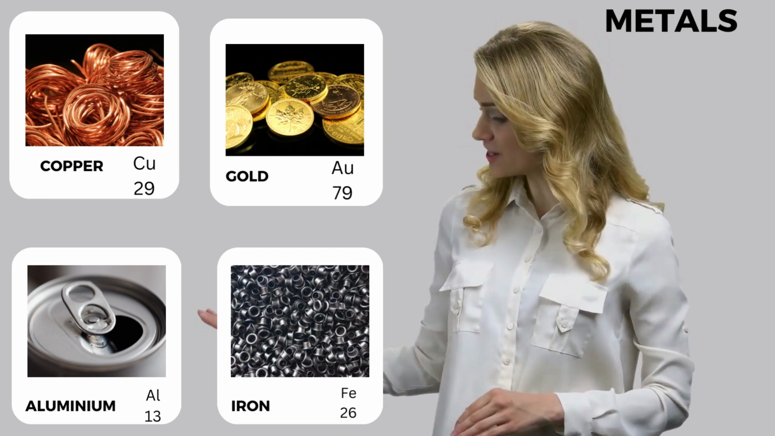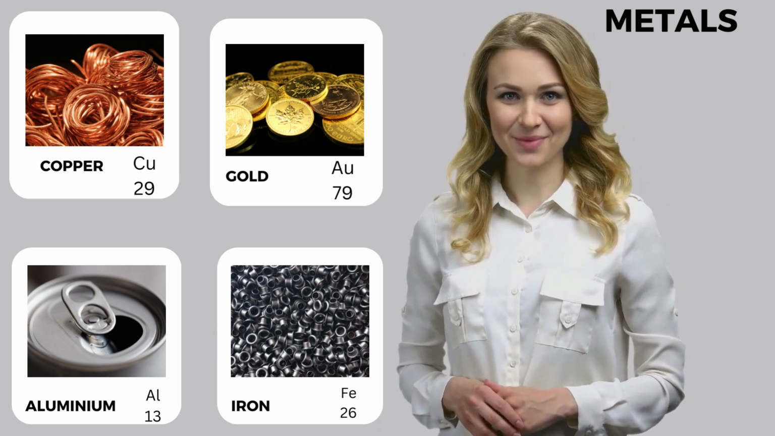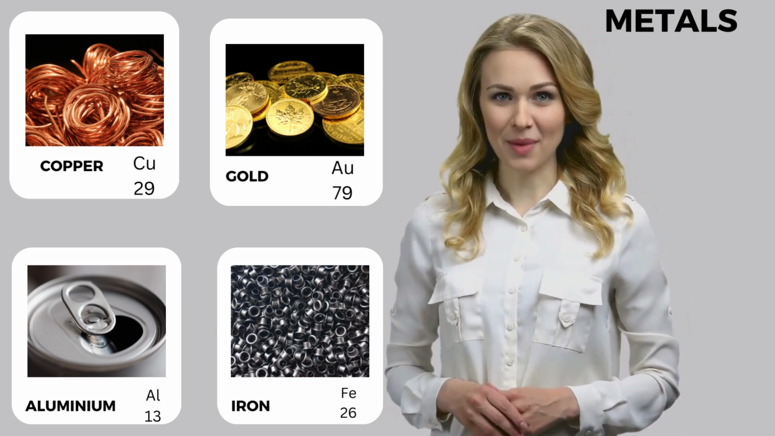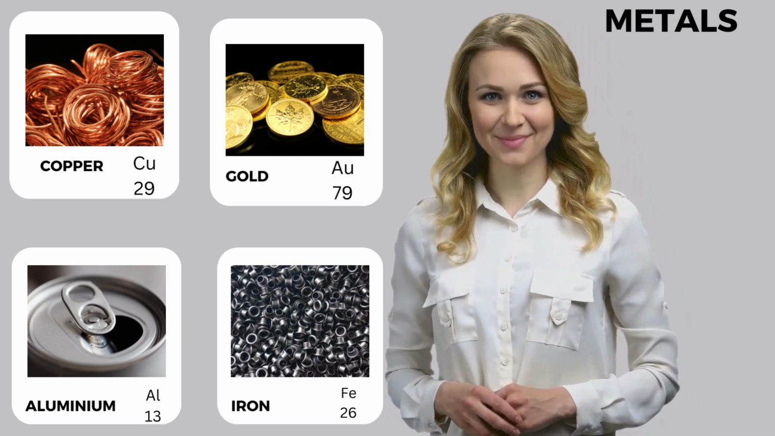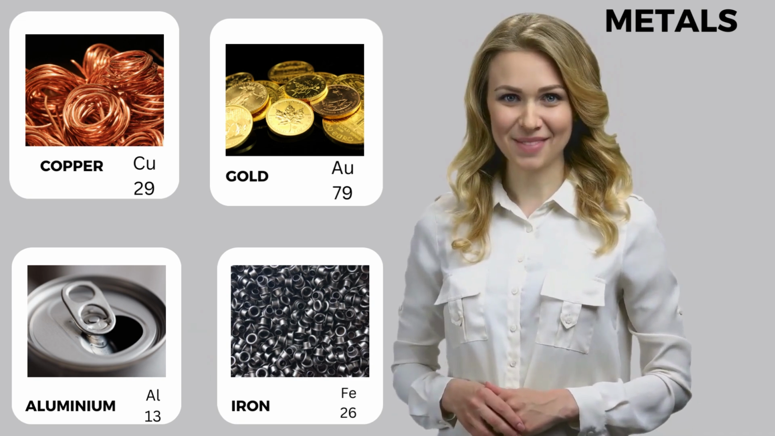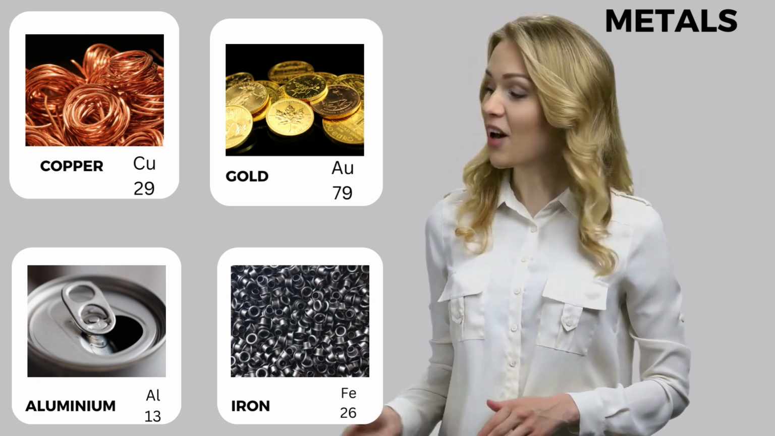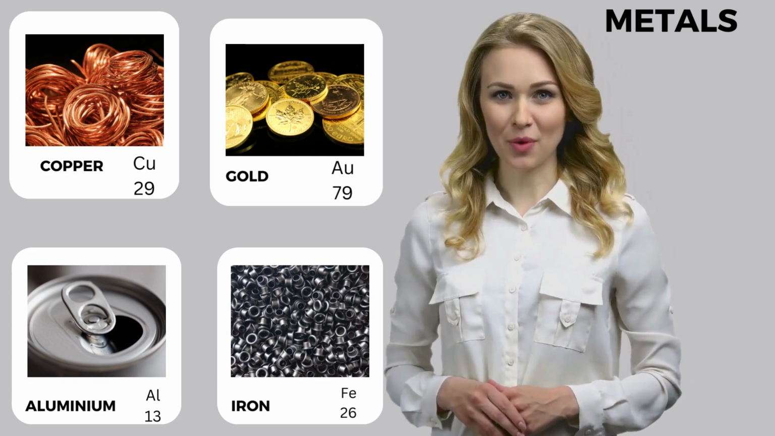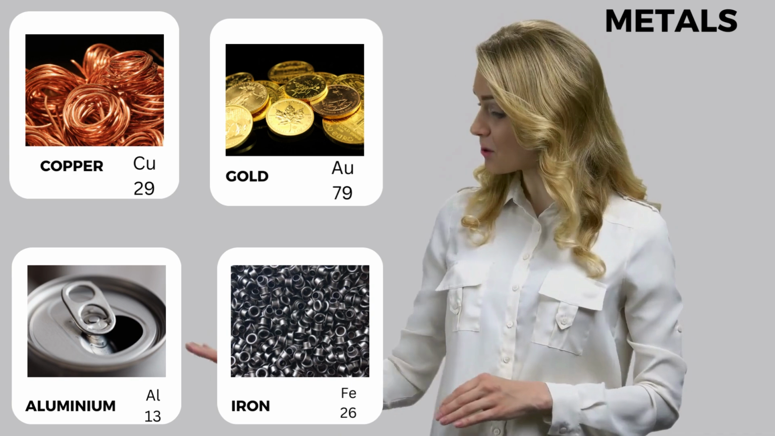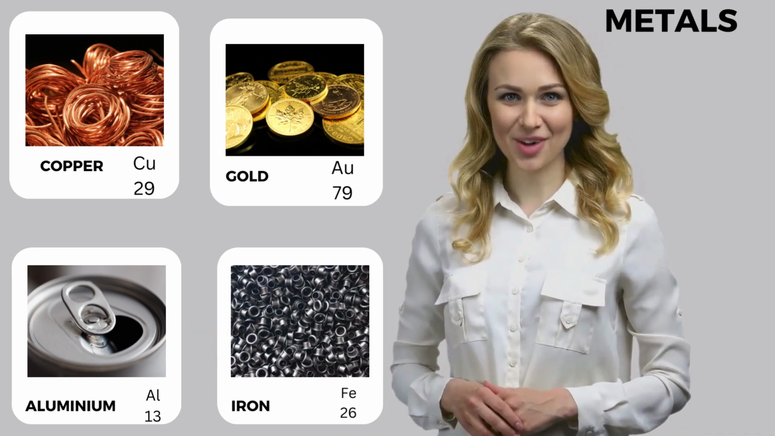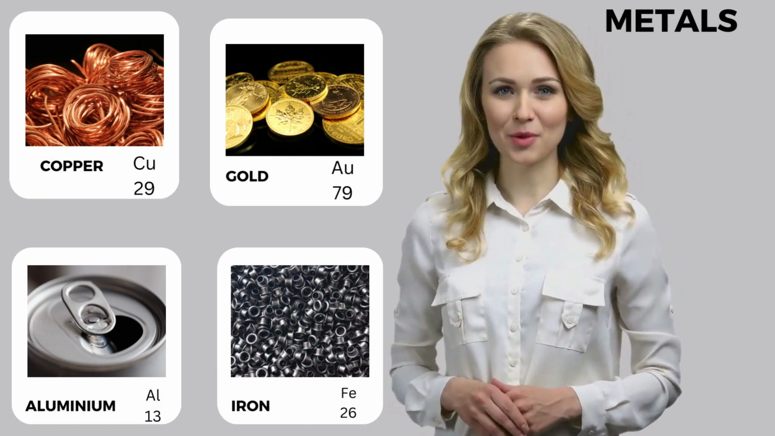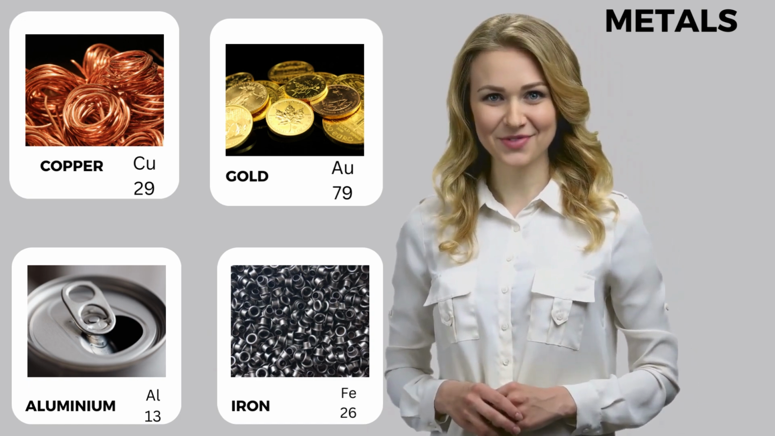You can see the atomic symbol of copper is Cu and atomic number 29, it is a transition metal. Copper is a solid at room temperature. Gold is a chemical element with the symbol Au and atomic number 79. It is a bright, slightly orange-yellow, dense, soft, malleable, and ductile metal in pure form. Aluminium is a chemical element with the symbol Al and atomic number 13. Iron is a chemical element with the symbol Fe and atomic number 26.